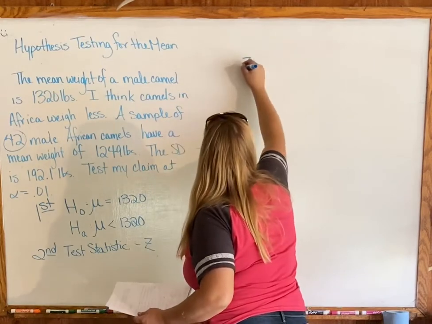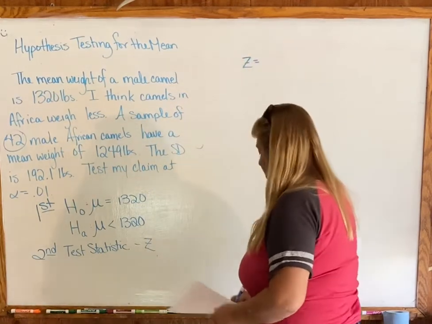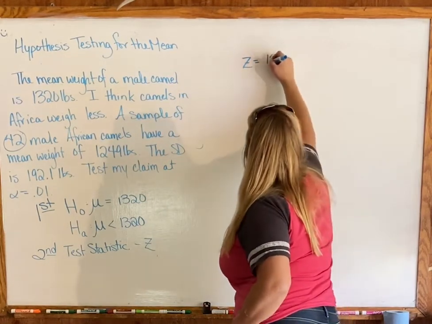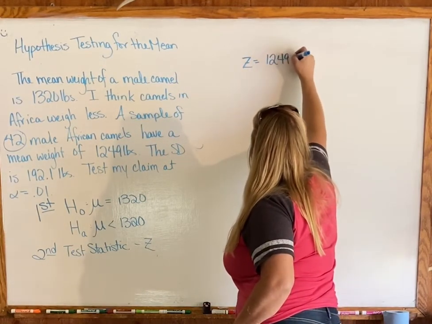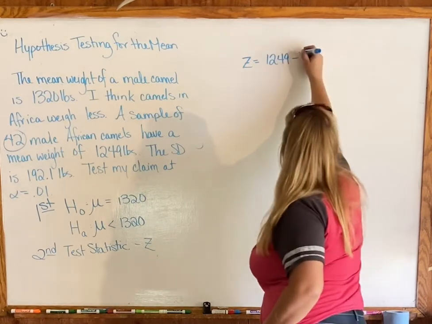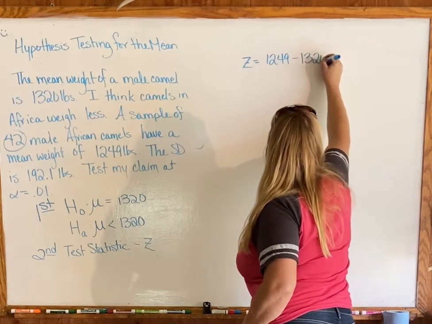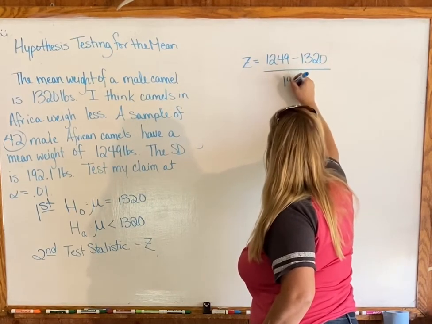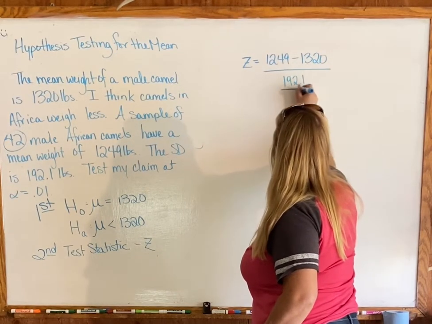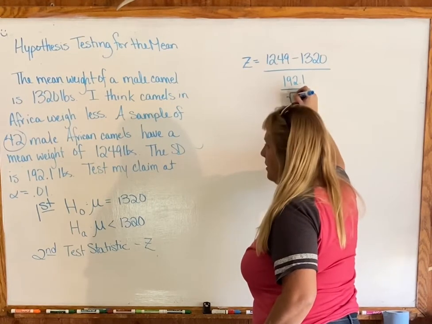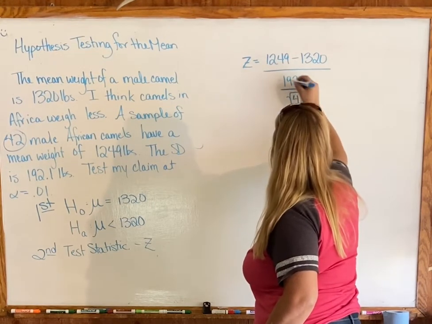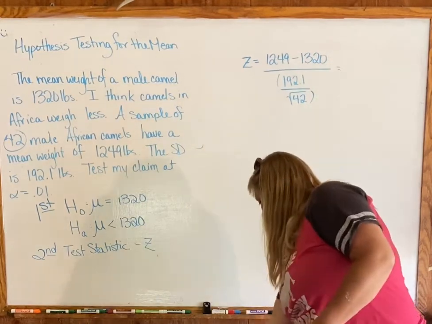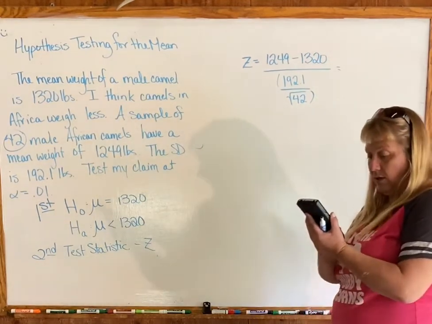So we'll say z equals, we start with the sample mean from our sample, so 1249. Subtract the original, 1320. Divide by the standard deviation, 192.1, divided by the square root of 42. Remember parenthesis, parenthesis. And let's stick that into our calculator.